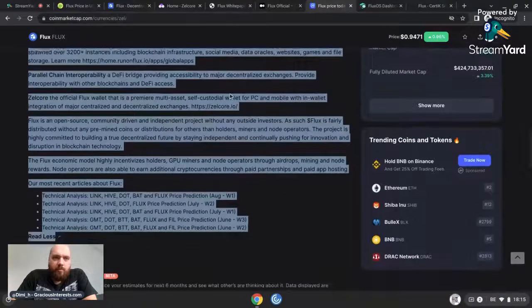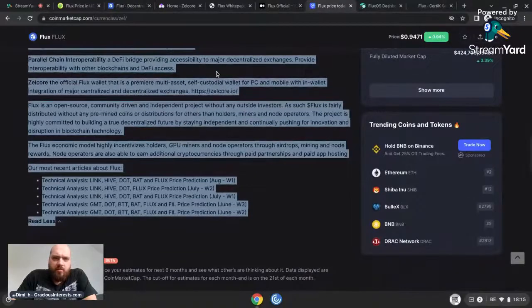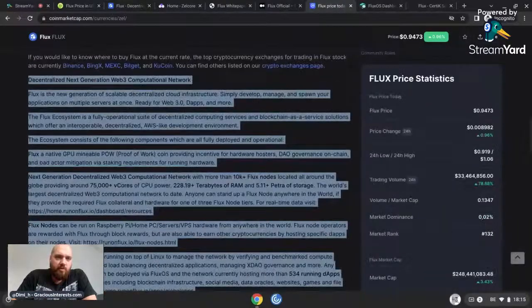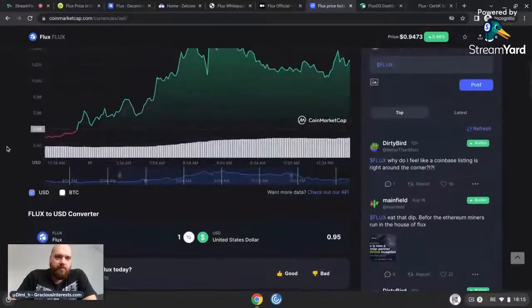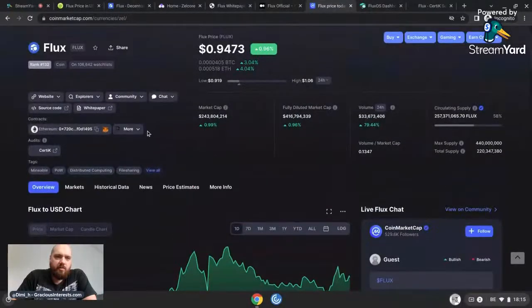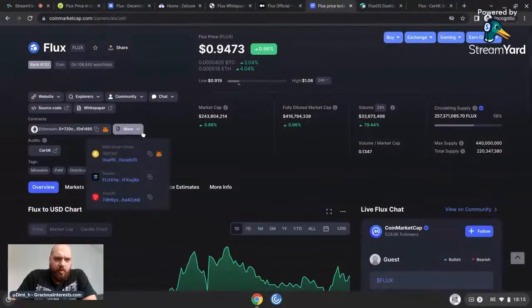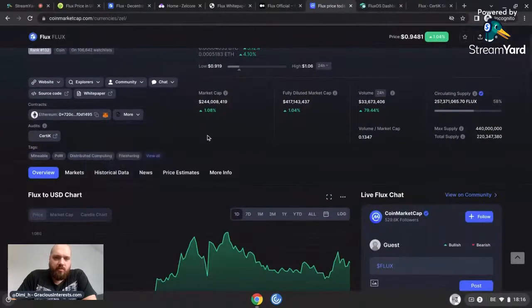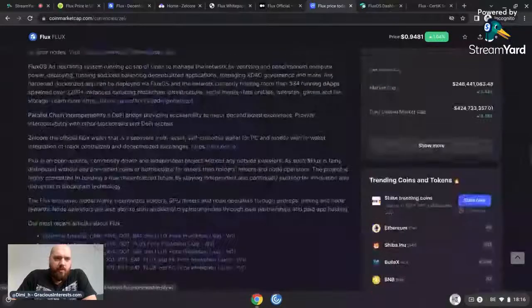Parallel chain interoperability. Major decentralized exchanges provide mobile integration with major decentralized exchanges. So Zelcore is their wallet, and they say there's parallel chain interoperability, meaning they can switch over to other chains, mostly based on what I'm seeing here: Ethereum, Tron, BNB, and Solana. Clicked it away. Sorry.